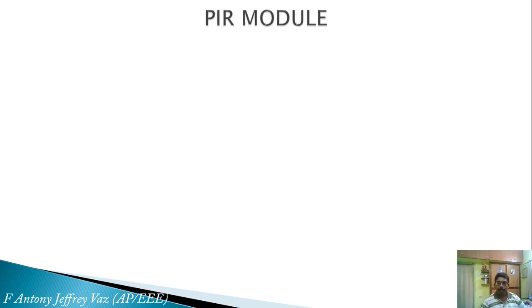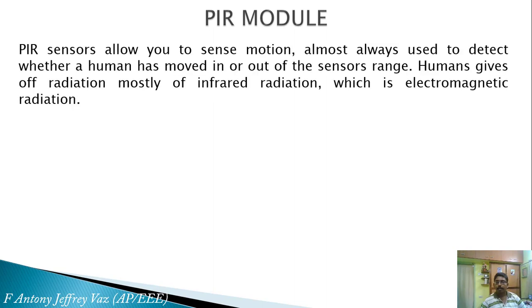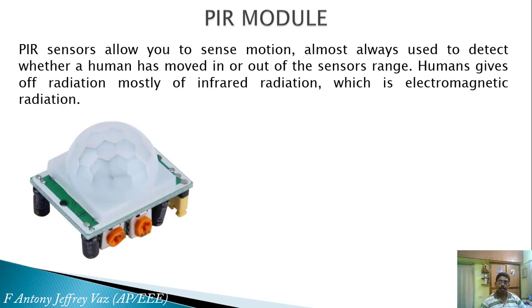PIR module. PIR is passive infrared module. PIR sensors are used to detect the presence of a human inside a room or a street or any other corridor or place. This is the PIR sensor module. If there is a human over here, then the module will give you a high voltage signal.